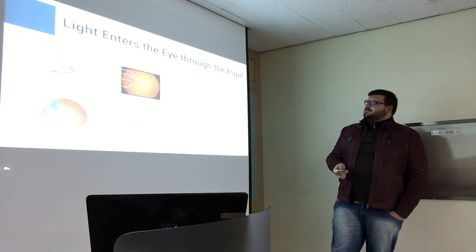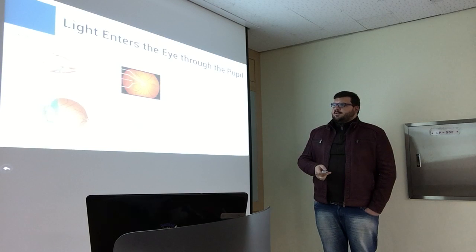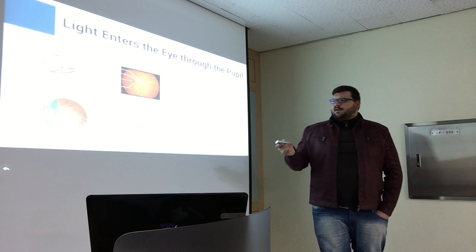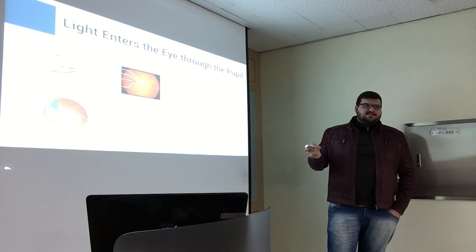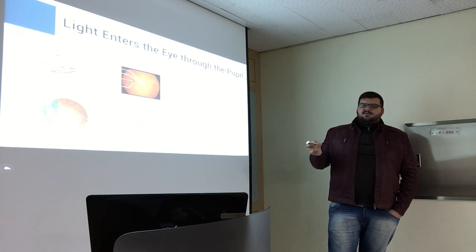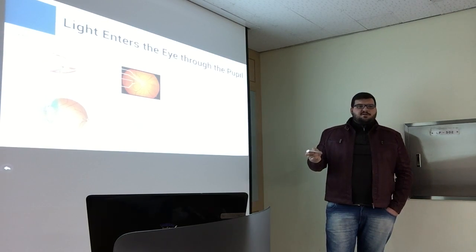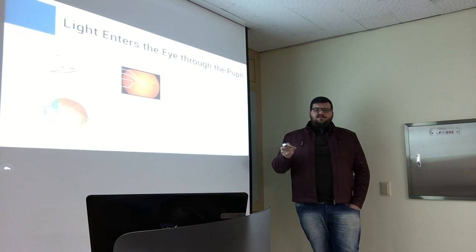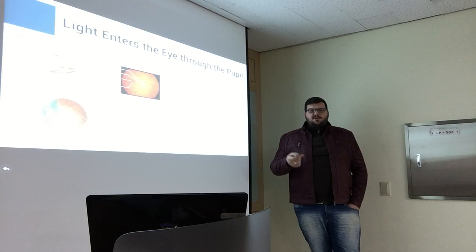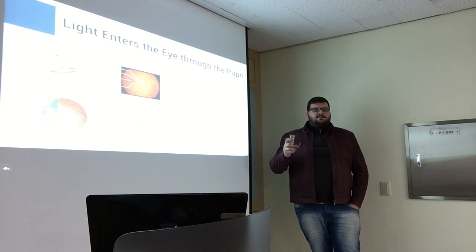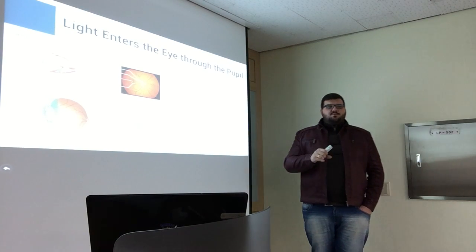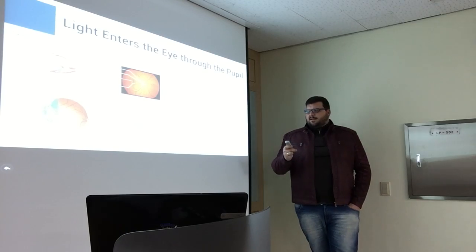Light enters the eye through the pupil. The light passes through the pupil and then through the lens, which focuses it onto the back of your eye. The interesting thing is that the pupil size is not fixed, and the lens is not fixed either. When there is too much light, the pupils close, and when there is no light, the pupils open to let in more light.